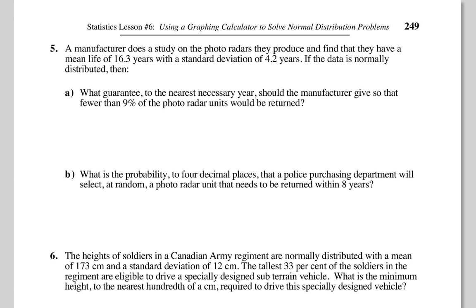A manufacturer does a study on the photo radars they produce and finds that they have an average of 16.3 years, and the standard deviation is 4.2. And then this is a tip: if the data is normally distributed, then we can use our knowledge of normal distributions to solve this problem. So what guarantee to the nearest necessary year should the manufacturer give so that fewer than 9% of the photo radar units would be returned?